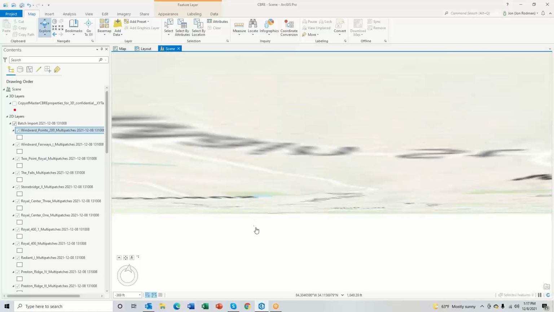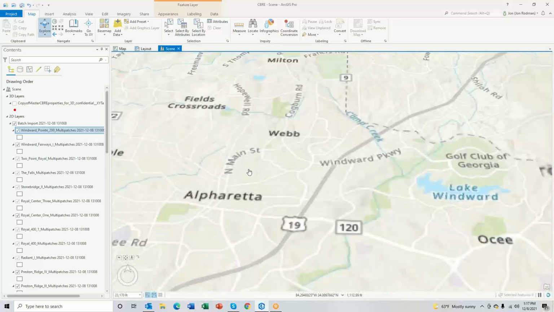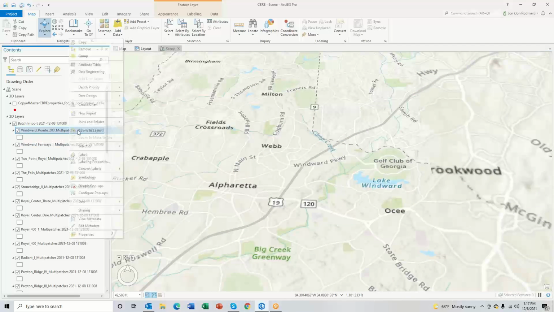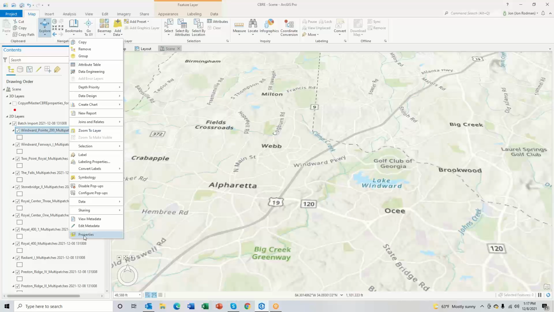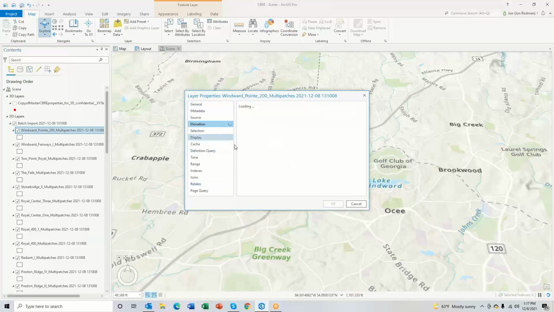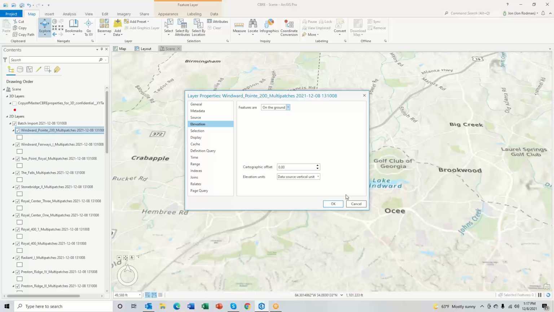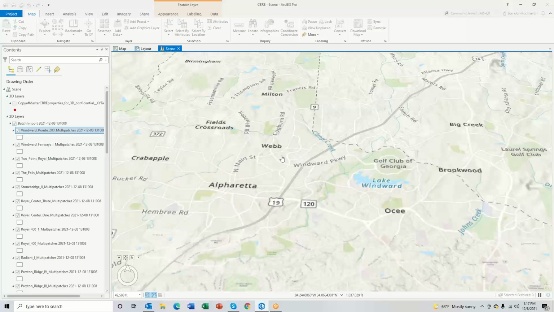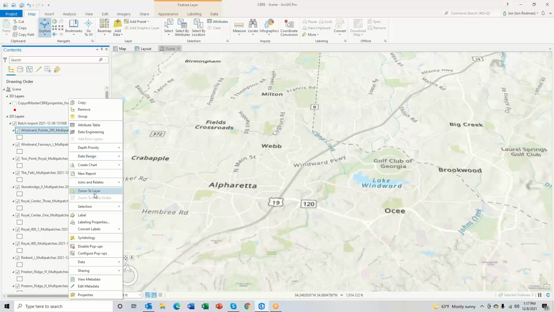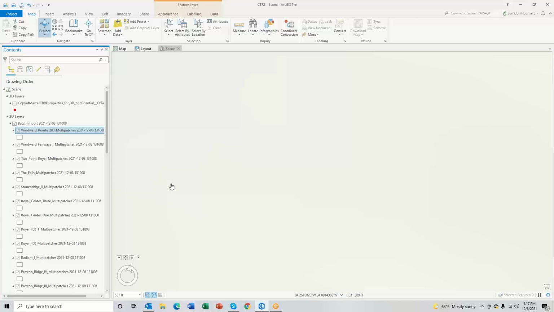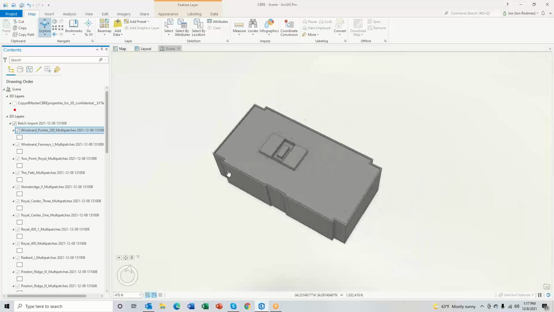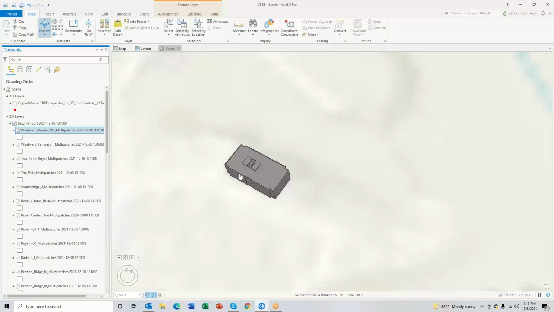So at this point we have to get them onto the ground, which we can do with two clicks in properties, elevation, on the ground. And now let's zoom back in again. And of course, because I have an audience, it's slow to resolve.